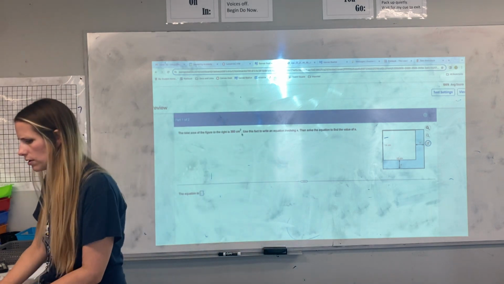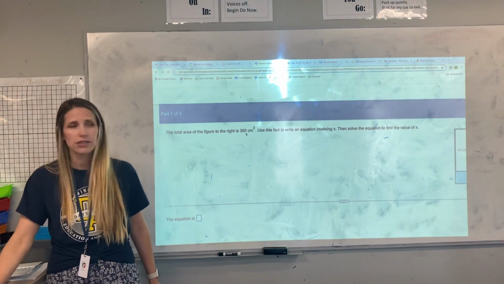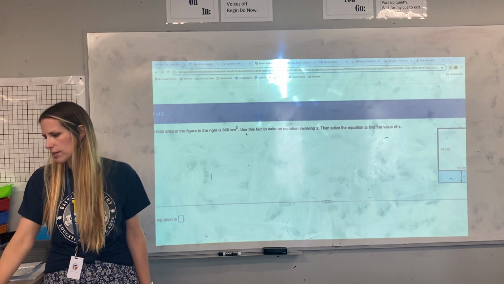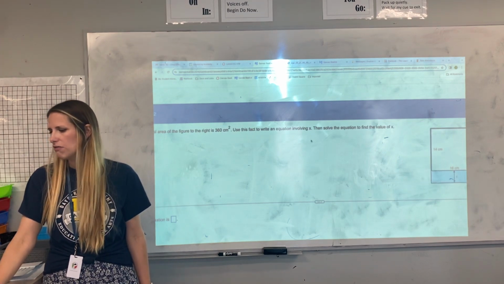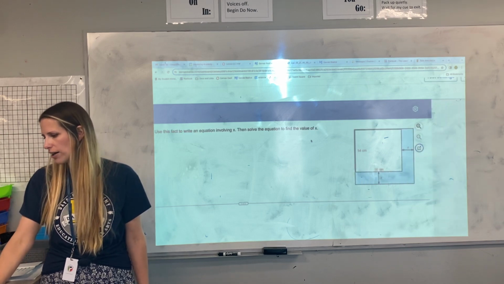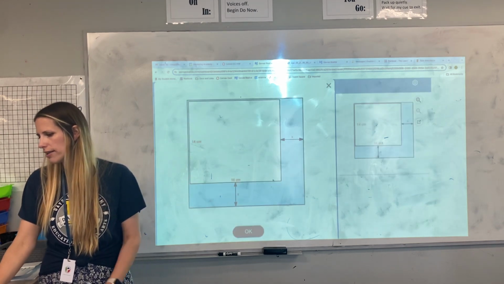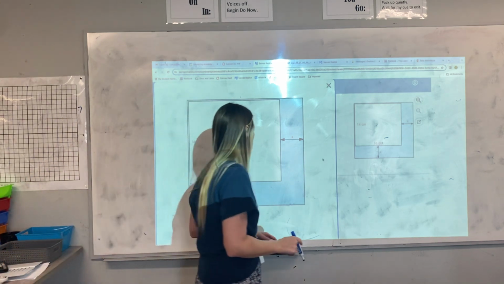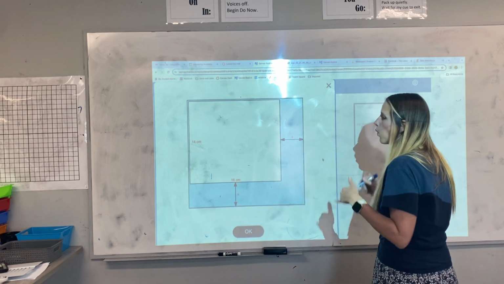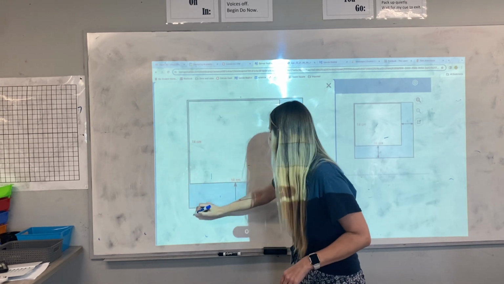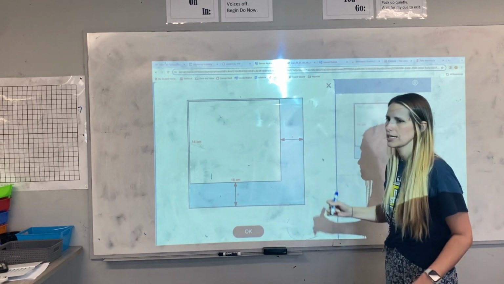The total area of the figure to the right is 360 centimeters squared. Use this fact to write an equation involving x. Then solve the equation to find the value of x. Okay, so they're telling us, I'm going to pop this out over here, that the area of the whole thing is 360.